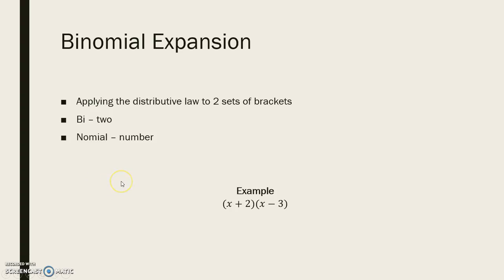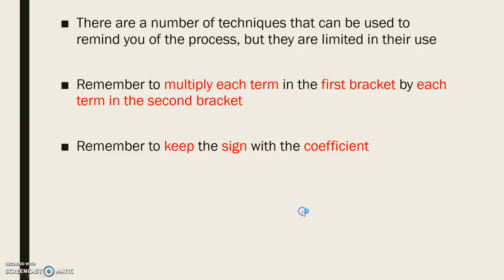So the binomial expansion basically comes from the idea that there are two sets of brackets. Bi means two, nomial means numbers, so two groups of numbers is essentially what we're talking about. And they tend to look like this: something plus something in one bracket, something plus something in another bracket. So we're going to look at how we can manipulate those to expand and simplify the terms.